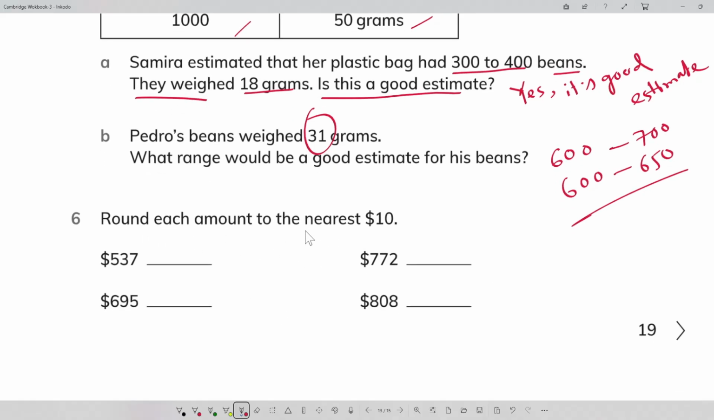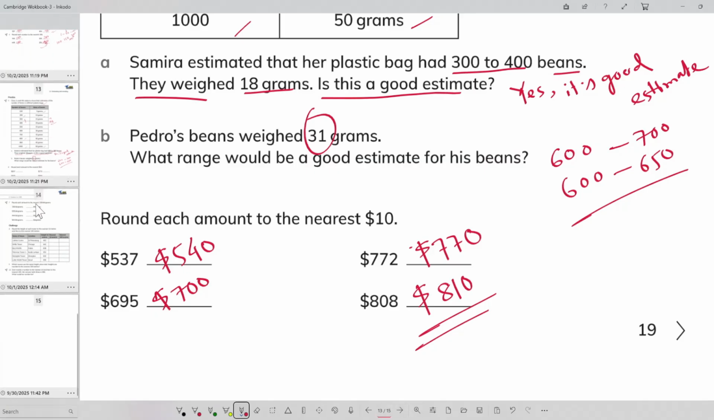Now round each amount to the nearest 10. Here is $537. The nearest 10 is $540. 772, the nearest 10 is $770. 695 should be $700. And 808, we can write this one is $810. Okay, so this is a nice question.